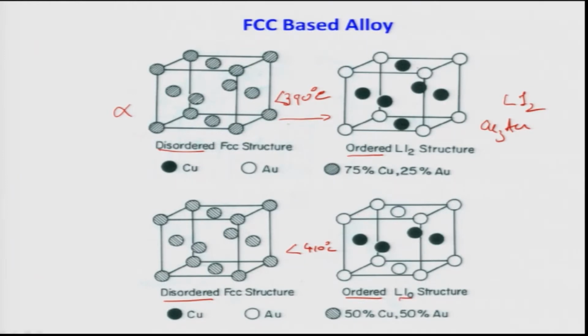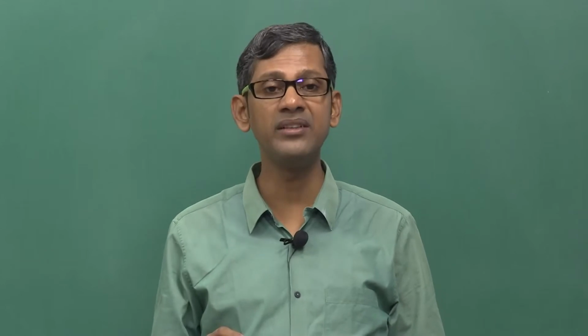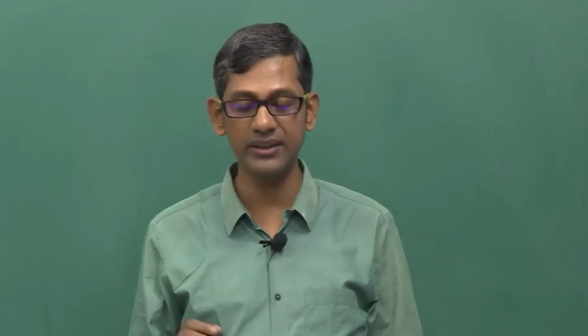Remember, L12 is an ordered face center cubic structure, L10 is also an ordered face center cubic structure, but this is not cubic anymore, this is a tetragonal unit cell. Because of the atomic size difference of gold and copper, the C axis increases a bit, that is why it becomes a tetragonal structure. Remember, these notations L10, L12 or other notations which we will talk about are specific to ordered structures. Ordered means atomic positions are specific to a particular atom. You have to talk about occupancy based on a particular type of atom. You cannot talk about an average in the case of an ordered structure.